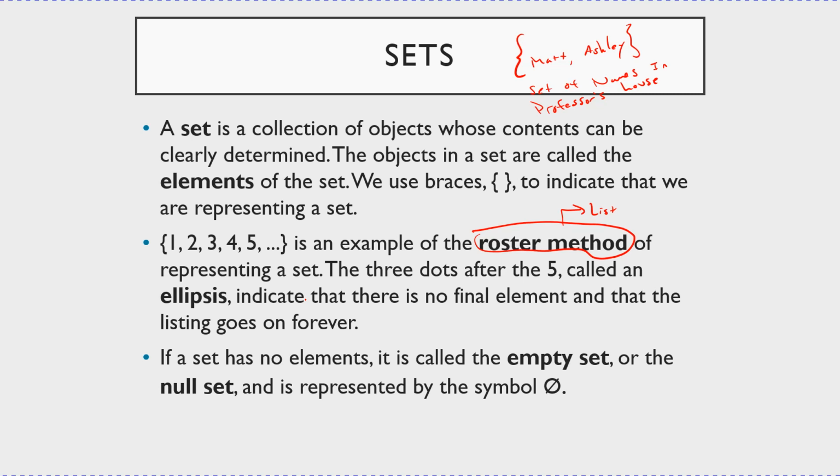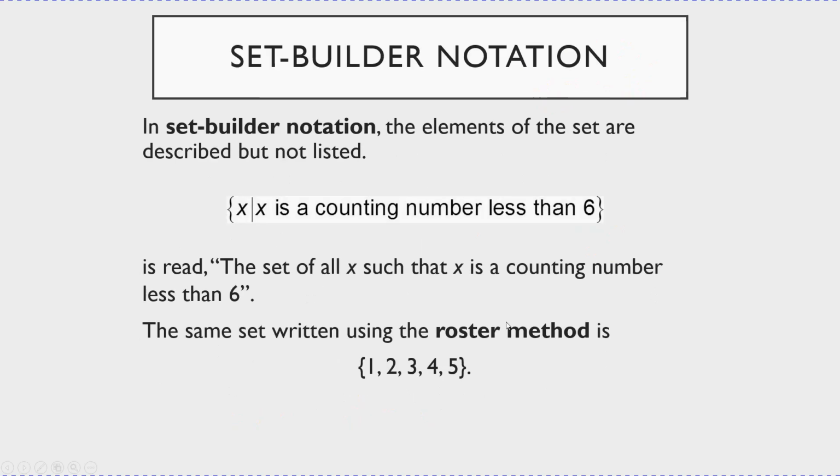Now, if a set has no elements at all, it's called an empty set or the null set. There are 2 ways we can show it. You can show it with this symbol, like this, or sometimes you might see it as these braces with nothing in them. When you see that, that just means it's an empty set. It's a set of no elements. So we have the roster method.